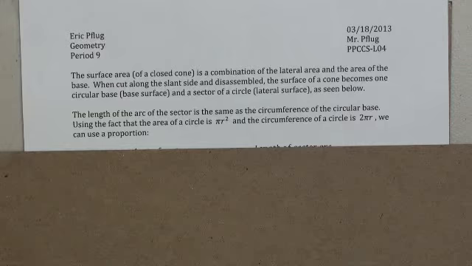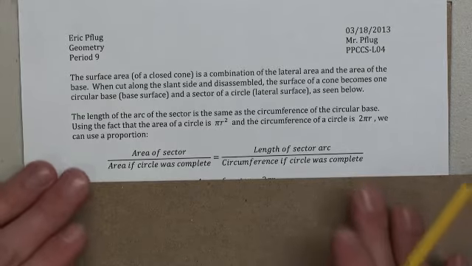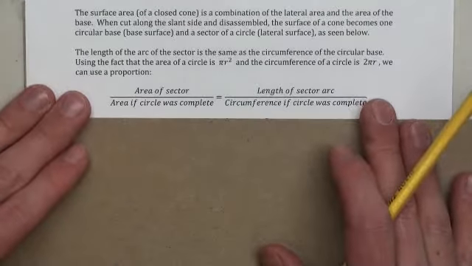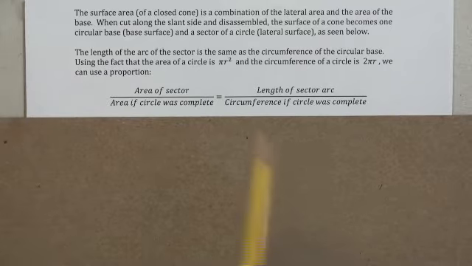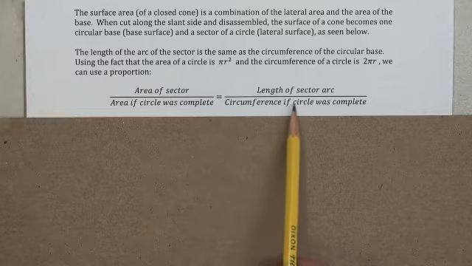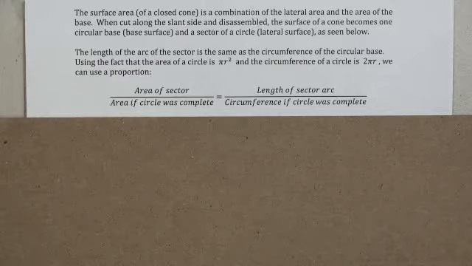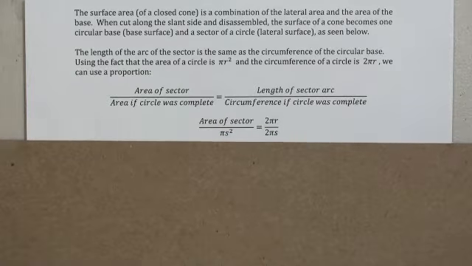The length of the arc of the sector is the same as the circumference of the circular base. Okay? Using the fact that the area of a circle is pi r squared and the circumference of a circle is 2 pi r, we can use a proportion. And this is the proportion that we would set up. We would say the area of the sector divided by the area if the circle was complete equals the length of the sector arc divided by the circumference if the circle was complete. And when you see the picture, you'll see exactly what that means.